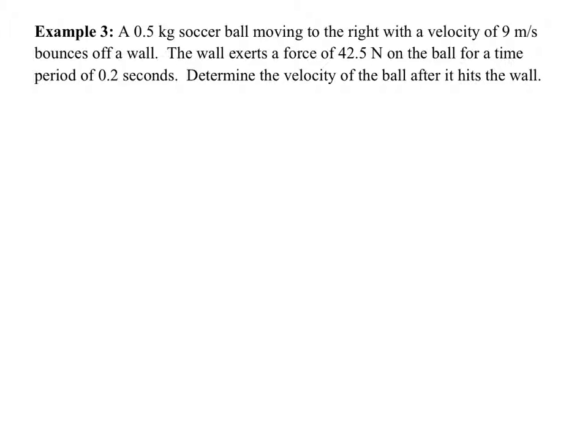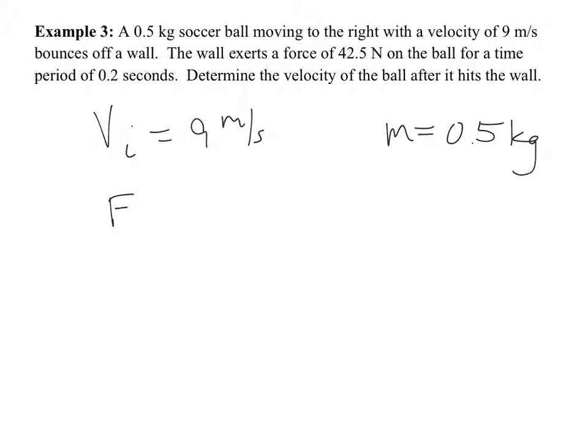Okay, so the ball is moving with a positive velocity initially. The velocity to start is given as 9 meters per second. The mass of the soccer ball is 0.5 kilogram. The amount of force that the wall exerts.